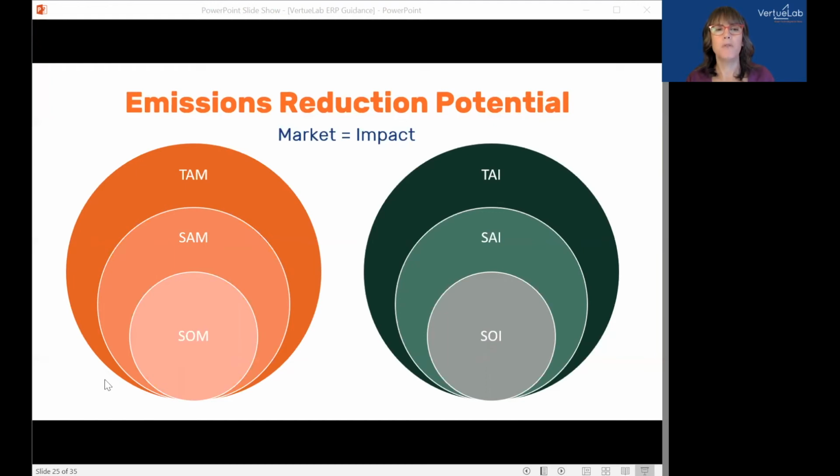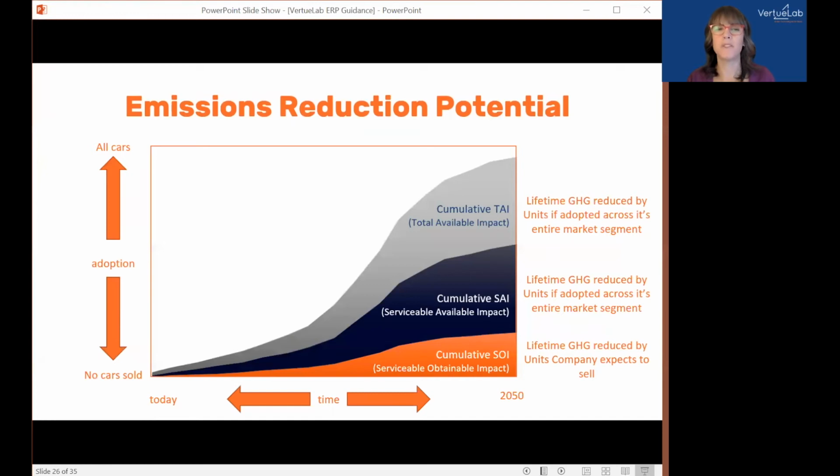For those of you who are visual learners, this chart here illustrates the difference that these approaches make using a hypothetical case of an electric car company. Adoption shows up on the vertical axis with number of cars sold. Time shows up on the horizontal axis, showing the number of cars sold in a given year between today and 2050.